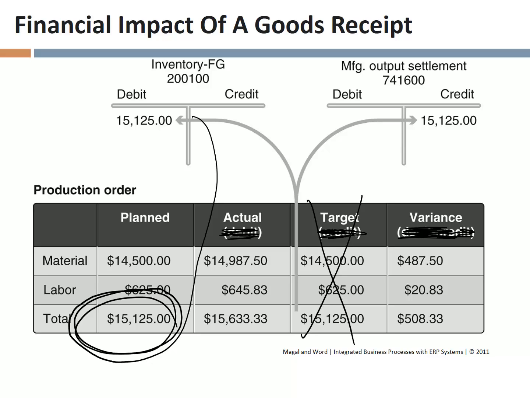So we were expecting the factory to make us materials valued at $15,125. It cost them more, but we're going to do our inventory valuation based on our plan. So the debit is based on the plan. The offsetting credit to manufacturing output settlement is based on the plan.